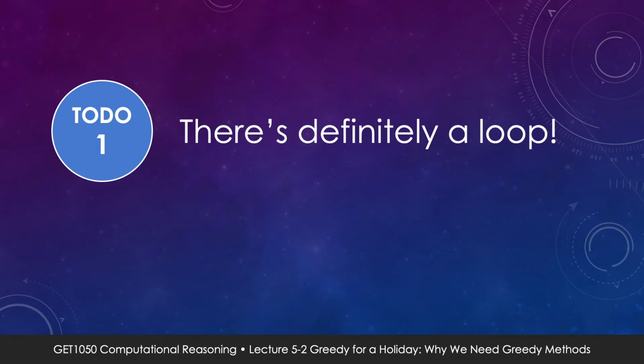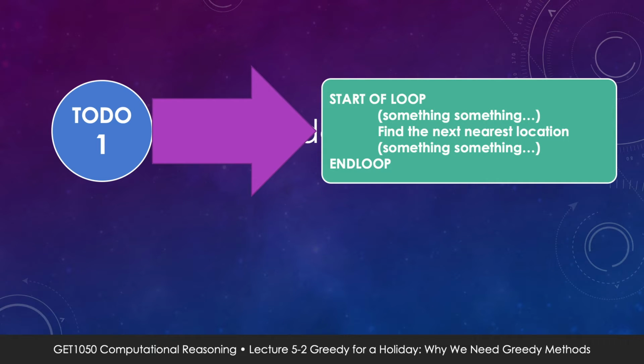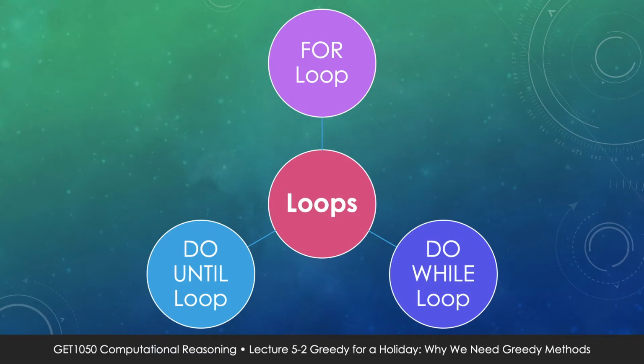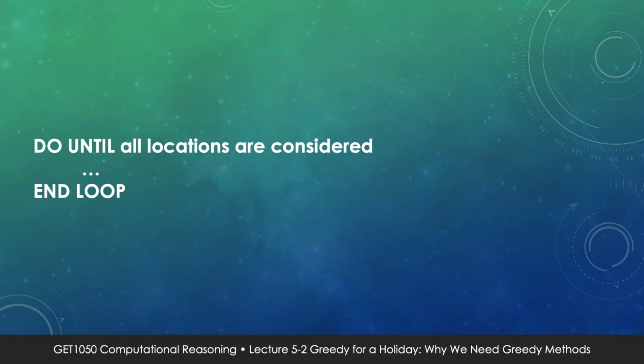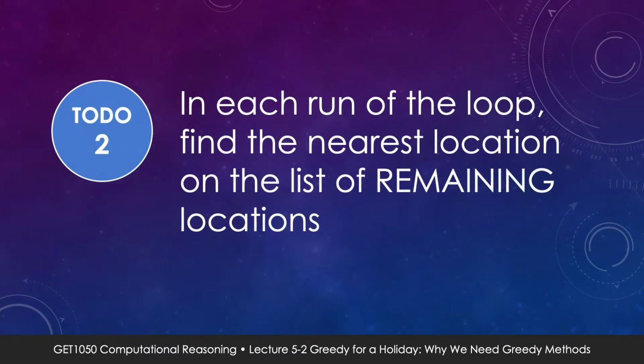Okay, now let's settle the loop first. We know there's a loop where we keep repeating the act of finding the next nearest location. When do we end the loop? When we have considered every location on our list. Now, in lecture 4, I introduced you to the concept of loops, and I introduced you to the for loop, the do while loop, and the do until loop. In this case, since it's clear to us when we should terminate the loop, we can use the do until loop. So let's start first with our outer layer of pseudocode. Do until all locations are considered. And then later on we'll fill in the blanks, end loop. Okay, now that we have this, how do we find the next nearest location on the list?